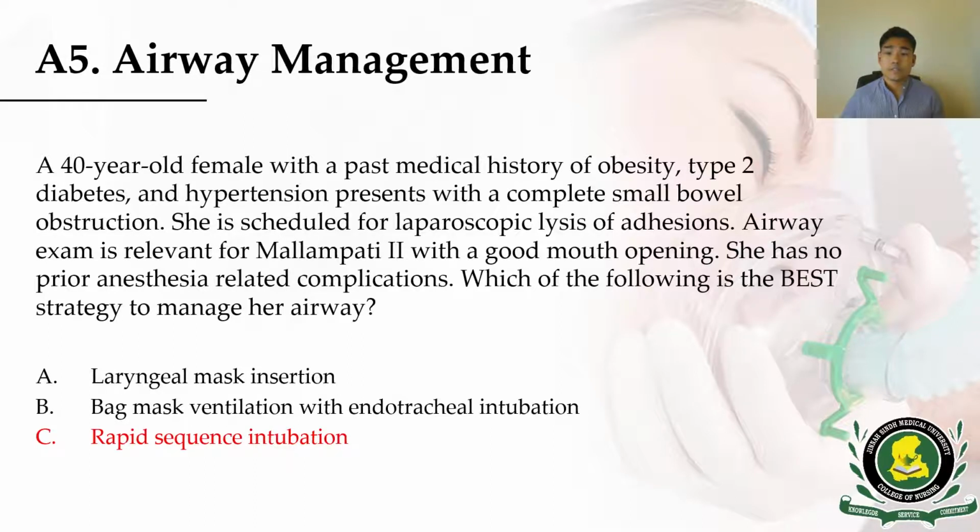So the answer is C, rapid sequence intubation. Remember, a rapid sequence intubation, or an RSI, is the airway management of choice for surgical patients when there is any sort of increased risk of aspiration. And this includes patients who are full stomach, like emergency patients, any kind of GI pathology, small bowel obstruction, gastroparesis, and remember, even diabetes can cause gastroparesis, and that's something to always think about.